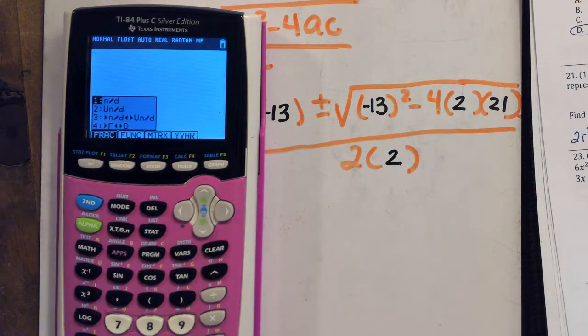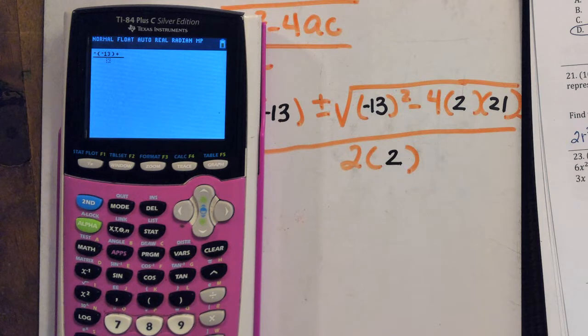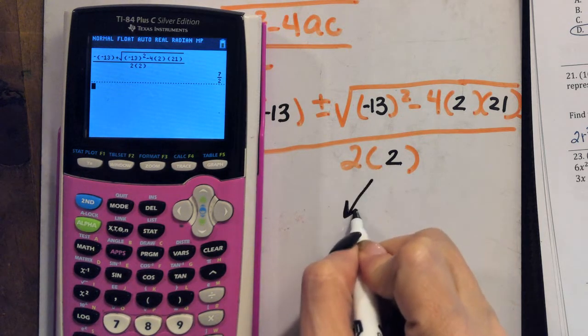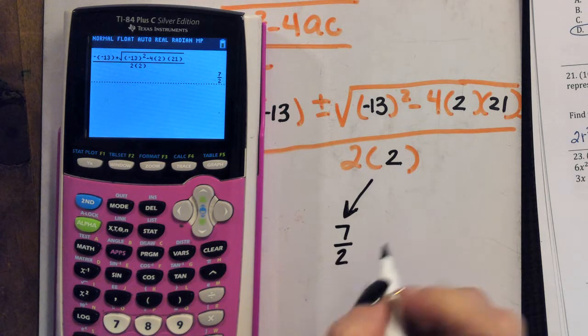I'm going to grab my calculator and work these. So alpha y equals, I'm going to plug it in just like it is there: negative parenthesis, negative 13. I'm going to do the plus one first. Second, square root, parentheses, negative 13, parentheses squared, minus 4 times 2 times 21. And on the bottom, we're going to have 2 times 2. So it's 7 over 2. So one way I work this, I get 7 over 2.